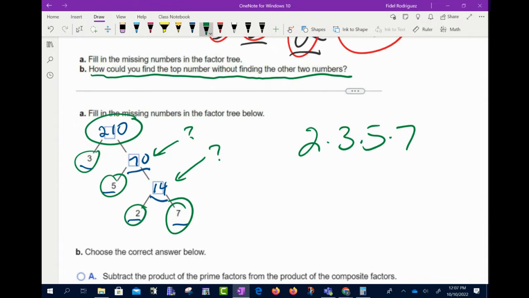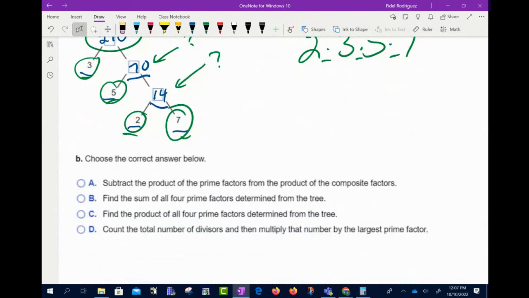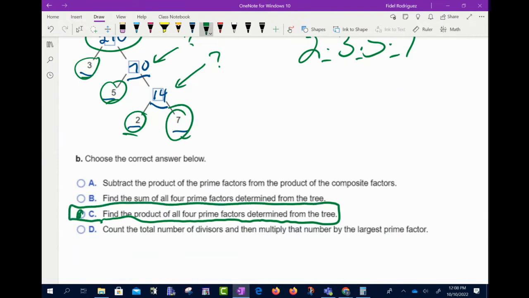So let's think about what do we do here? We multiplied, right? This is all multiplication. So we multiplied these numbers down here, which are products of prime factors, okay? So if we're multiplying, we are finding the product of all 4 prime factors determined from the tree, okay? So that's what we did there. We just multiplied those numbers, and that's how we would end up with the number 210, okay?